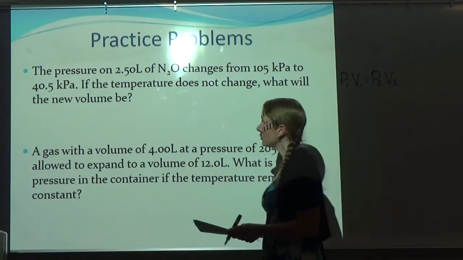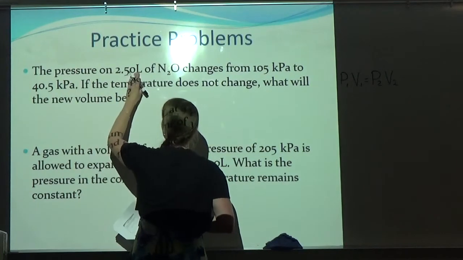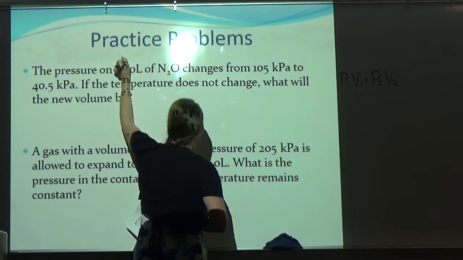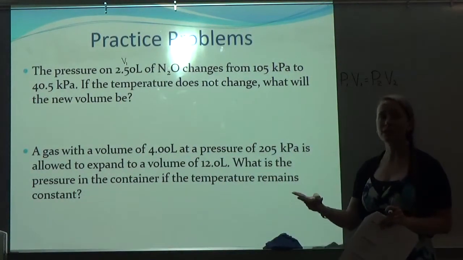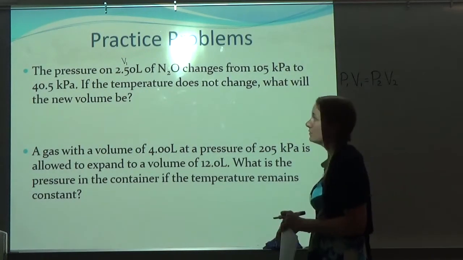So it says the pressure on 2.5 liters. Y'all, even though it starts with the word pressure, this is not the pressure. It says the pressure on 2.5 liters, so this is a volume. You've got to get used to the fact that volume is liters, milliliters. It could be centimeters cubed, meters cubed. Those are all units of volume.